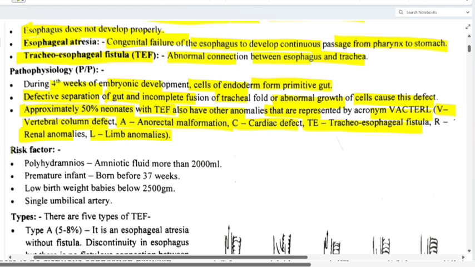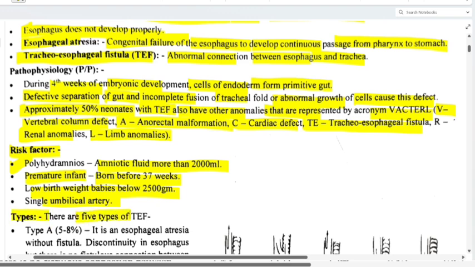Clear? Now coming to risk factors. First is polyhydramnios, amniotic fluid more than 2000 ml. Then premature infants, that is born before 37 weeks, low birth weight babies below 2.5 kg, and single umbilical artery.